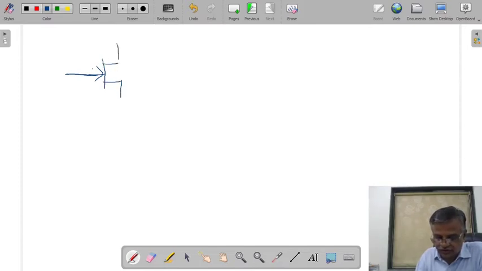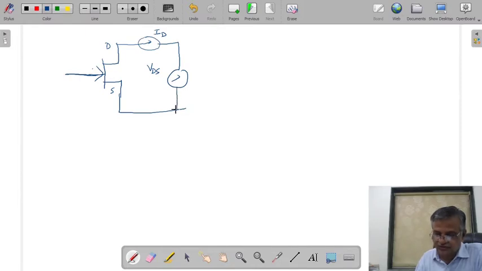So this is the circuit diagram I am showing you. Here you have to connect the current meter. You know this is your drain, this is source. So I have to write here ID current meter. This is your voltmeter that measures the voltage between drain and source. Here I want to connect another voltmeter, VGS.